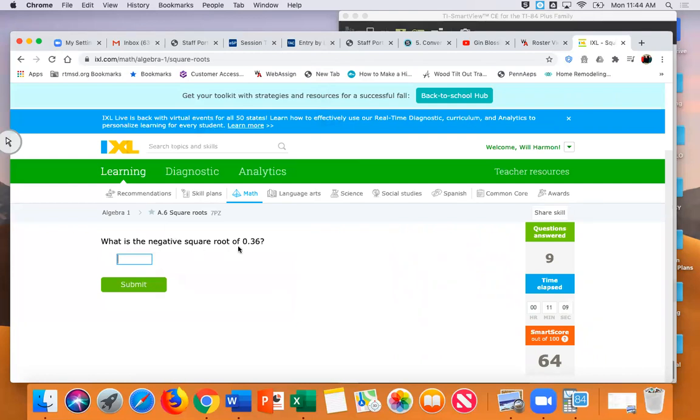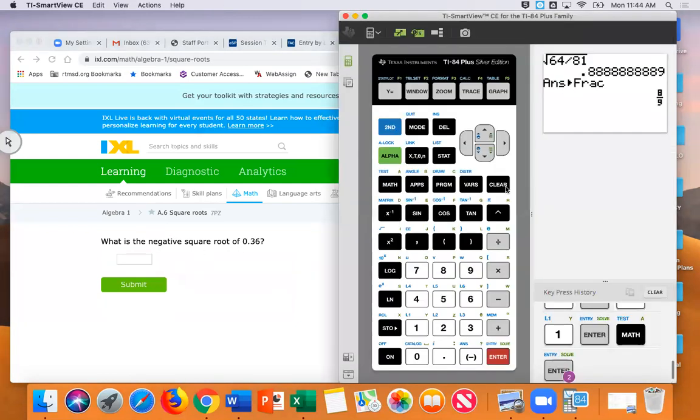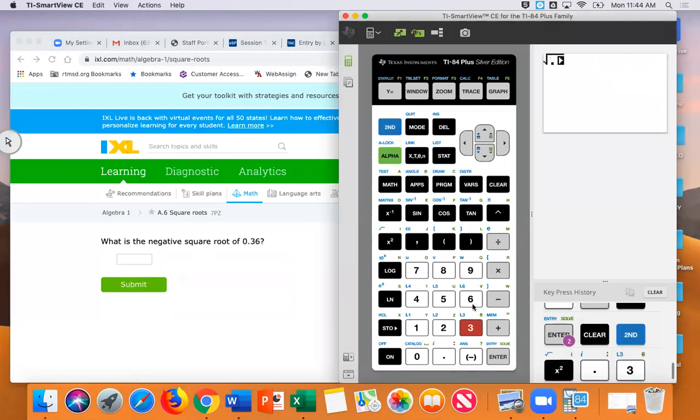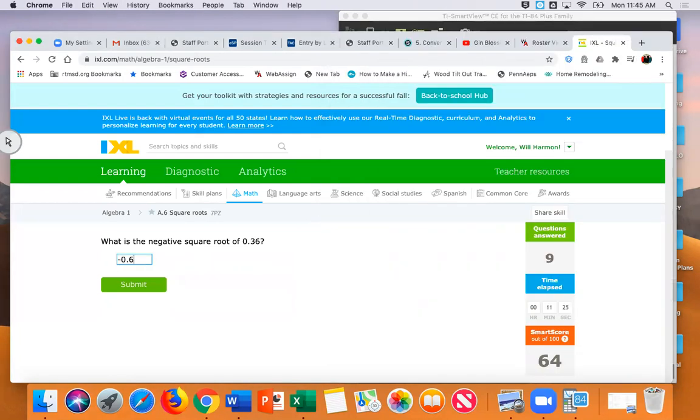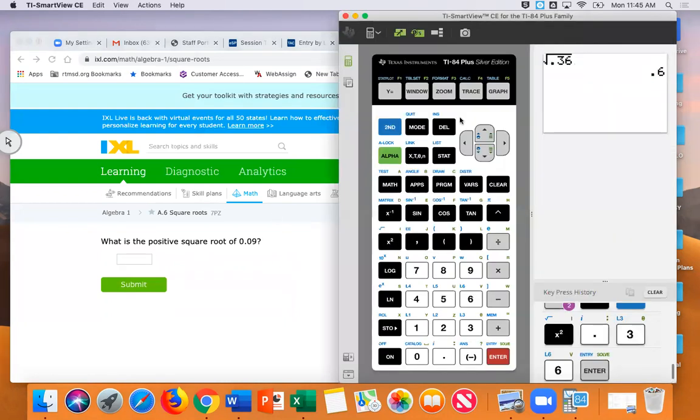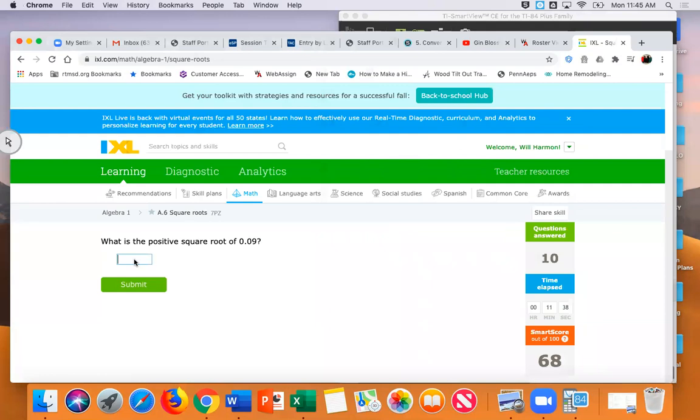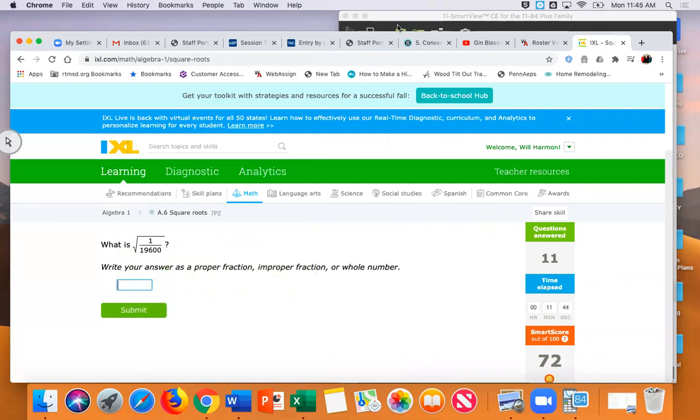What is the negative square root of 0.36? So we would do the square root of 0.36. That's 0.6, but we want the negative square root. So I would type in negative 0.6. The positive square root of 0.09. 0.3. And we can keep doing this until we get to the end. Do you guys have any questions?